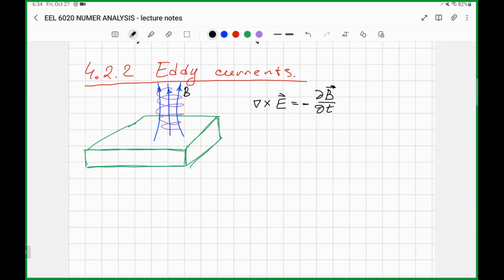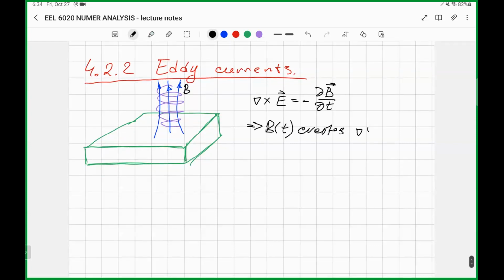Right, so the change of the magnetic field in time creates the curl of electric field. The B in time creates a curl of electric field.